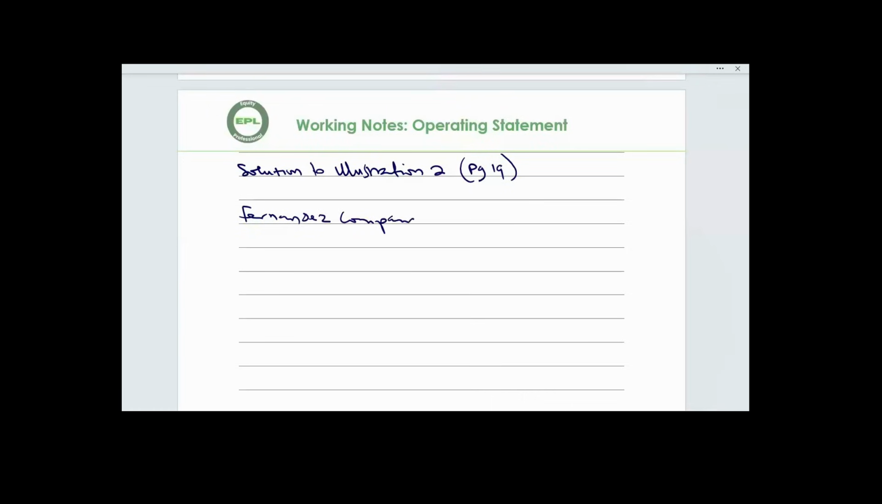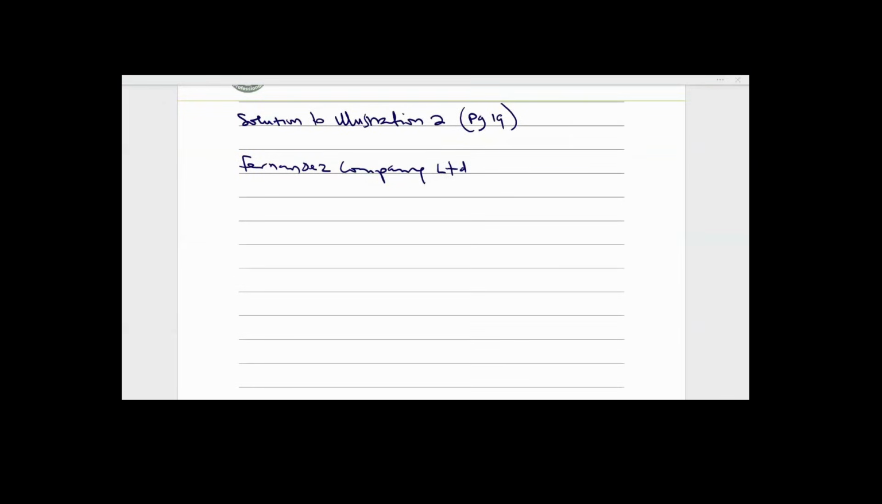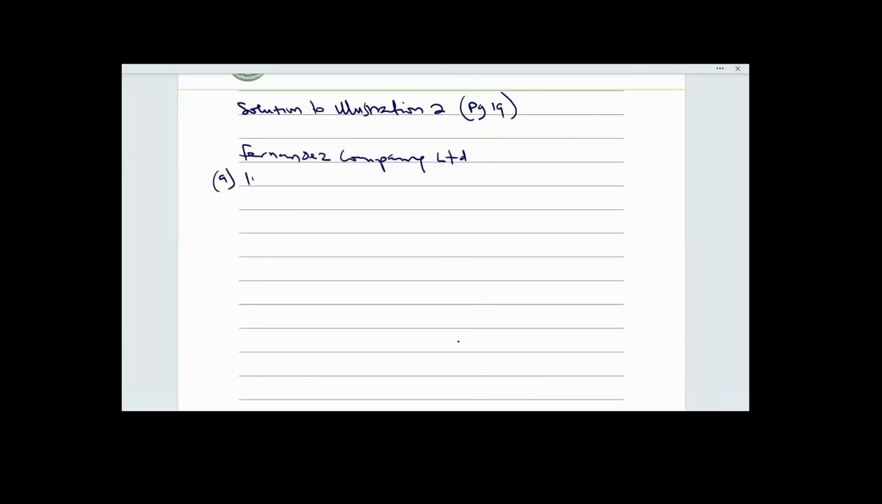What are we asked to do? We are to prepare income statements using the absorption costing method. So we come here, that should be part A of the question. In the A part, we say income statement using absorption costing method.